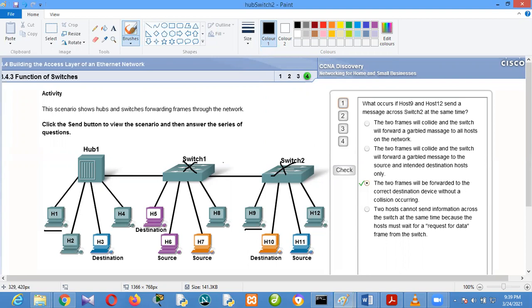Let me ask again. If H8 is asking who is H12, and the ARP table here is filled up, how is the message going to go, and who are supposed to get the message?